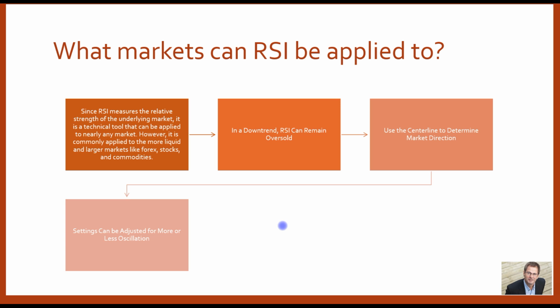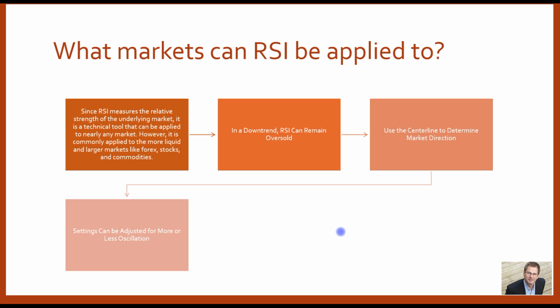Now, since RSI measures the relative strength of the underlying market, it's a technical tool that can be applied to any market. However, it is commonly applied to more liquid, larger markets like Forex, stocks, and commodities. Now, in a downtrend, RSI can remain oversold. And in an uptrend, RSI can remain overbought.